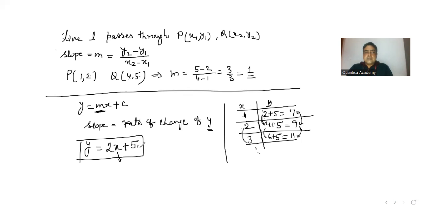And what does this intercept practically tell us? This intercept tells us that whatever value of x be, the minimum value of y will always be 5, because for x equals 0, the y is 5. So we can better understand this by an example.